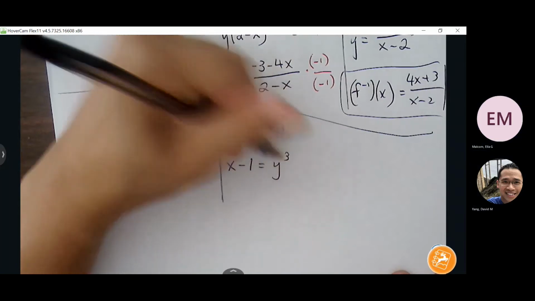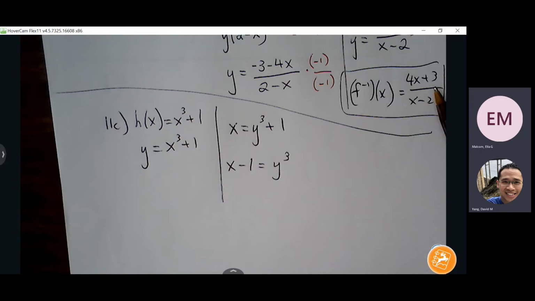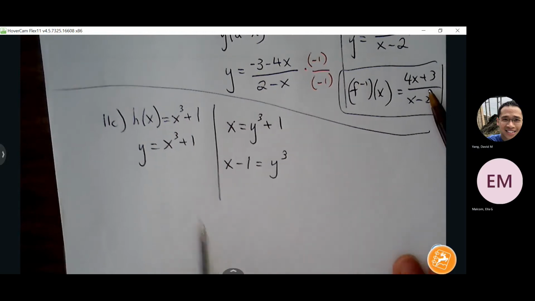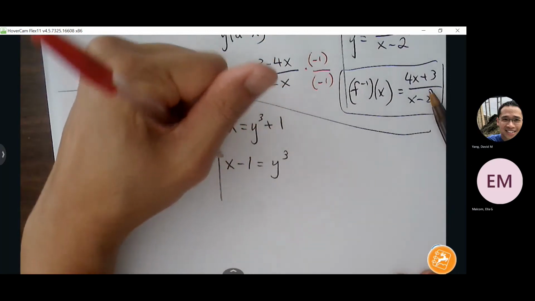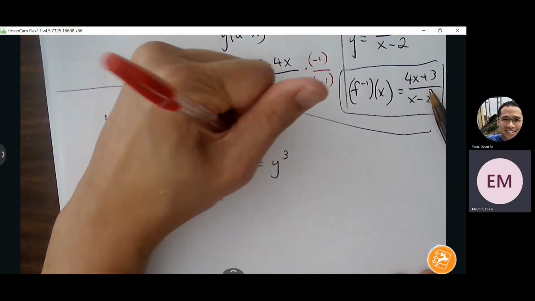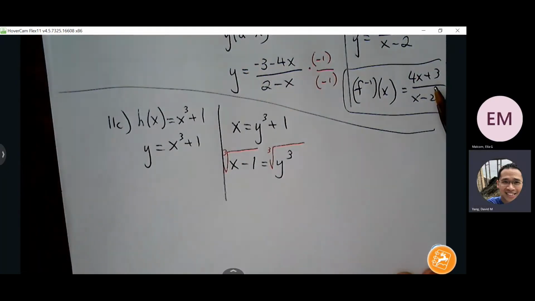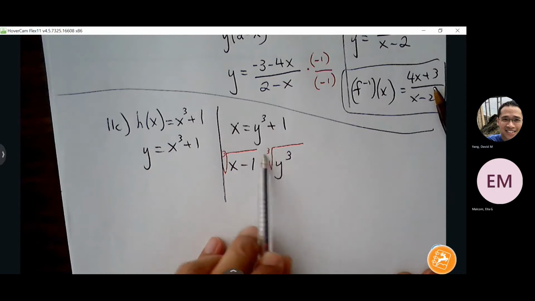Okay. I'm a little stuck, though. I don't know what to do with the cube. Right, so how do we undo a cube? Take the what at both sides? Cube root. Cube root, yeah. So cube root will do the job of undoing the cube.